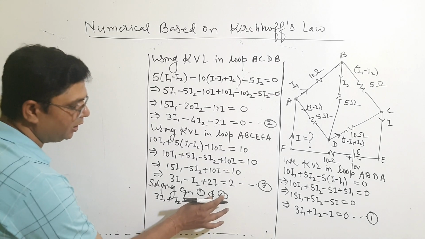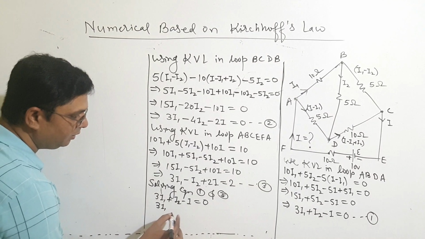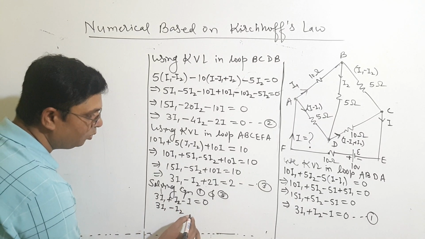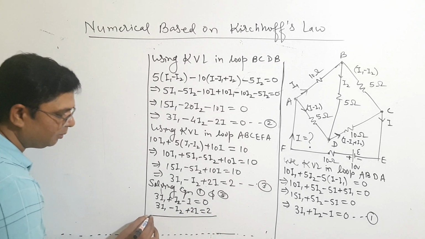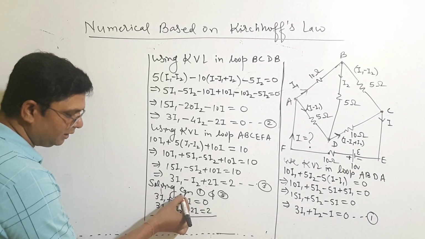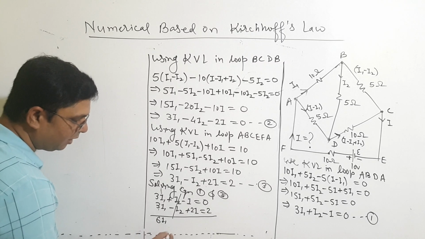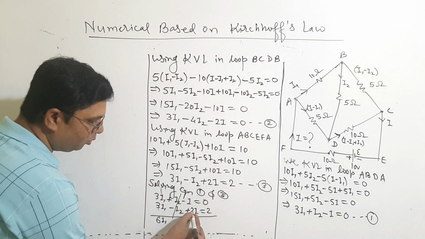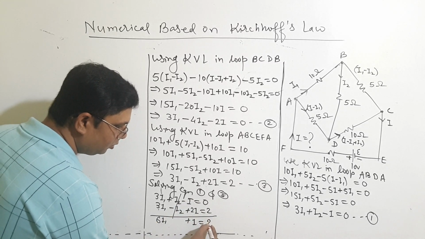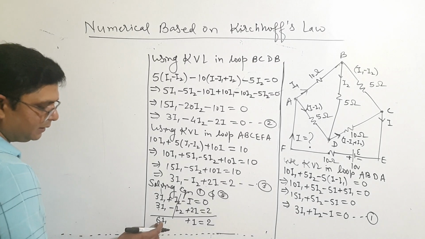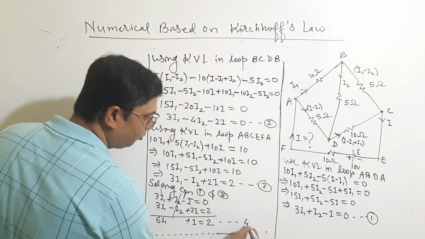And what is equation number 3? Not this, this is 1 and 3. Solve 1 and 3. 3 is 3i1 minus i2 plus 2i is equal to 2. You have to simply add this equation. Add this equation, this i2 will cancel out. Here 3 plus 3 is 6i1. Here you have 2 and here you have 1, so this is equal to I, and that side you have 2. You get 6i1 plus I equals 2. This will be equation number 4.